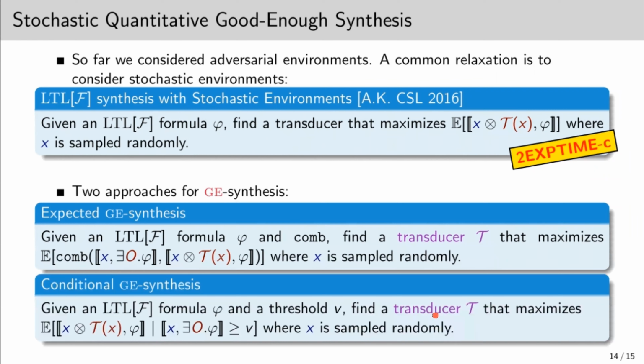So we look for a transducer that maximizes the expected satisfaction value of the formula, conditioned only on inputs that are v-hopeful for some v. In contrast to the first approach, here we actually factor out all the non-hopeful computations. Both of these versions are, of course, 2EXPTIME-complete.